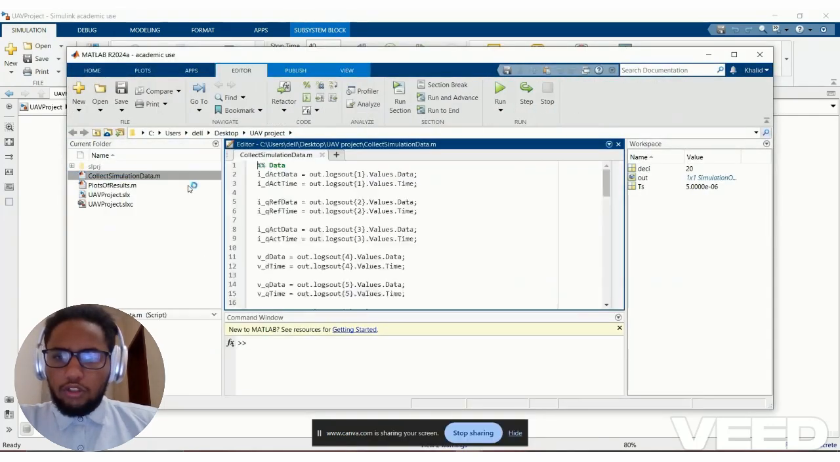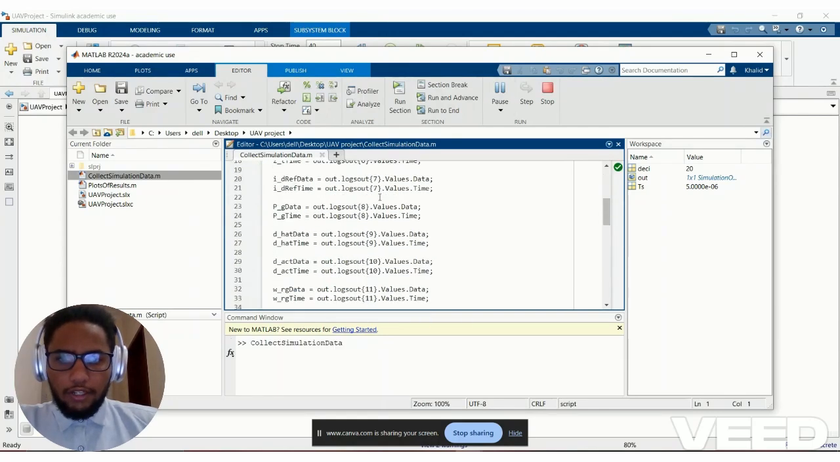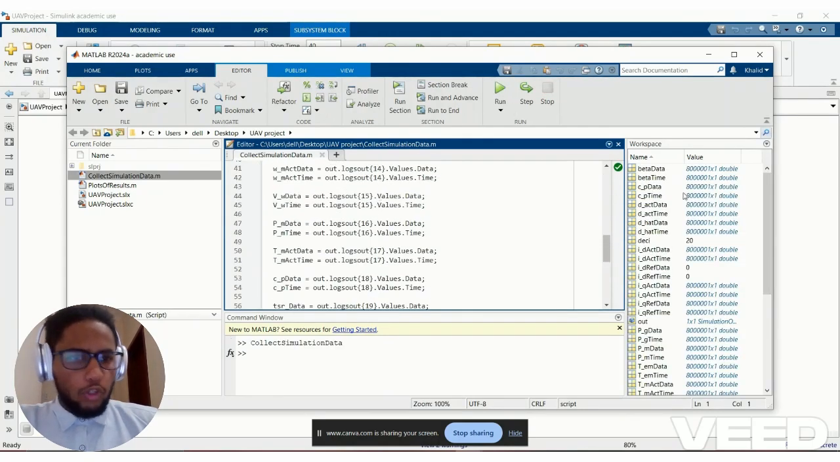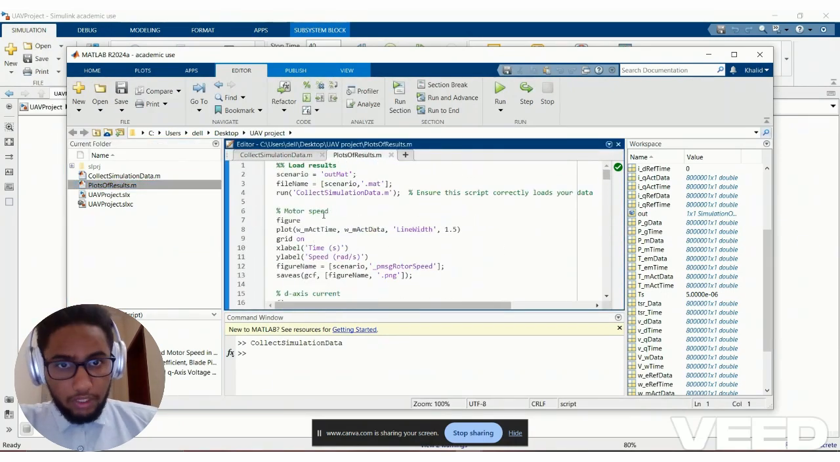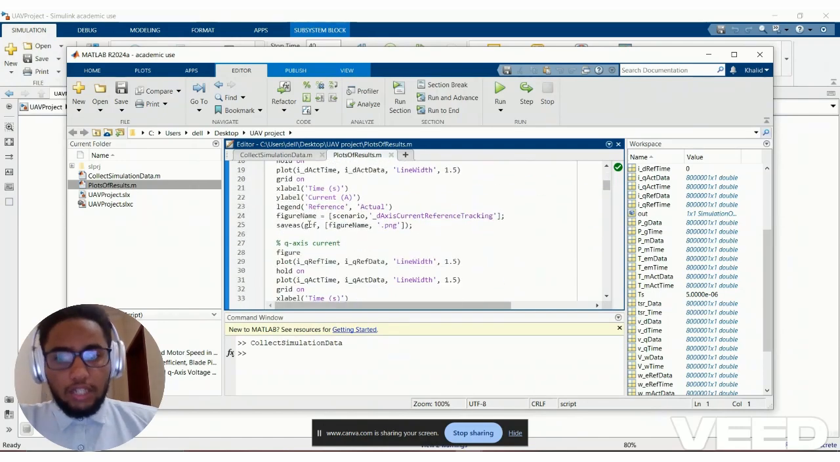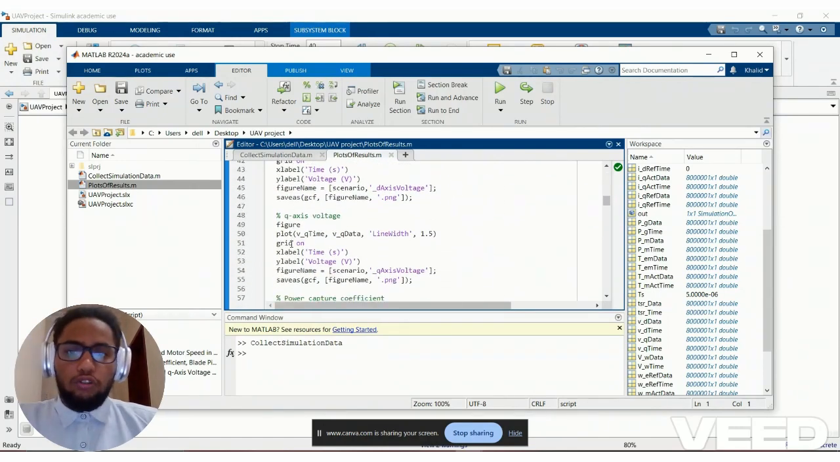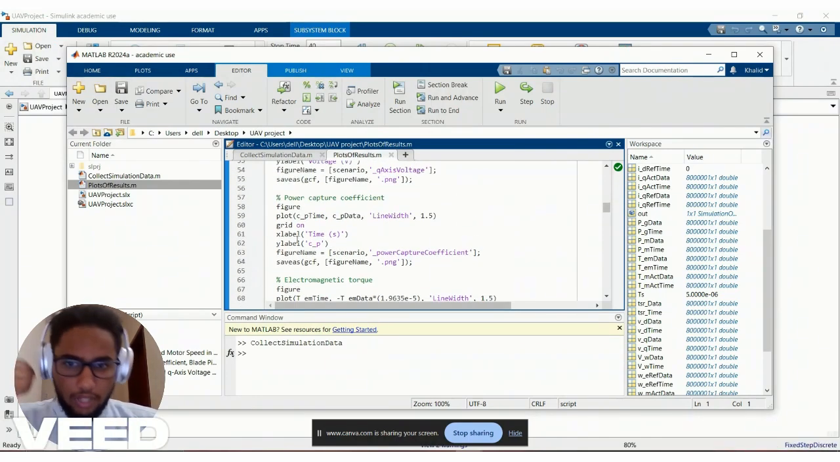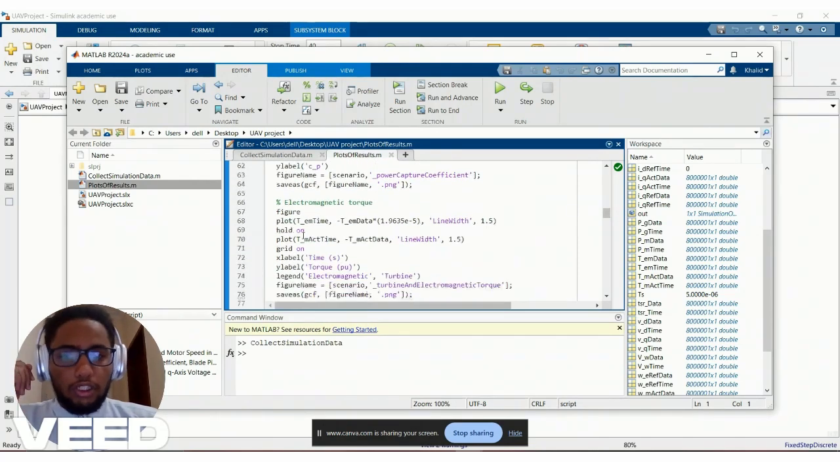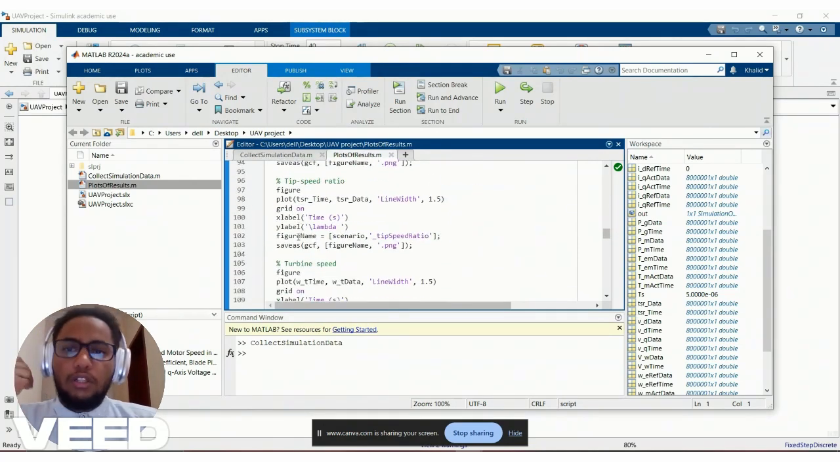So we collect the simulation data. Okay, we collected them, and let us see together the plots. We have many plots. We have the motor speed plot, and we have the d-axis current and q-axis current as well, and the voltage, of course. And we have the power. We made the power capture coefficient plot from the figure, and the electromagnetic torque as well. The turbine power, the wind speed, and the tip speed ratio.